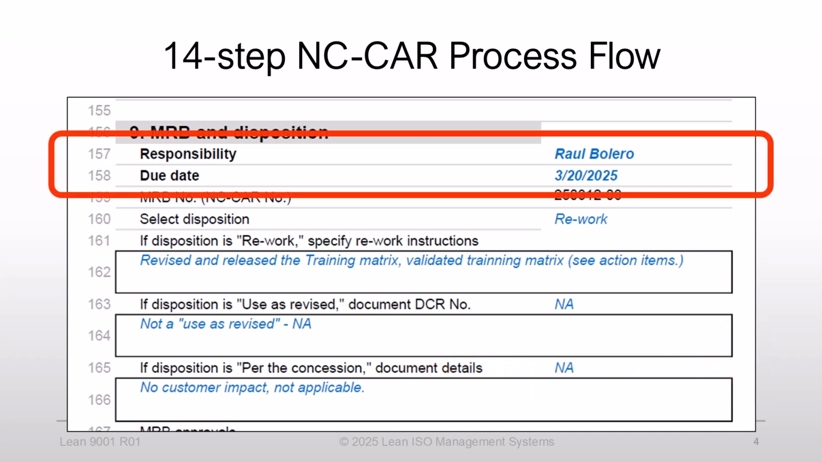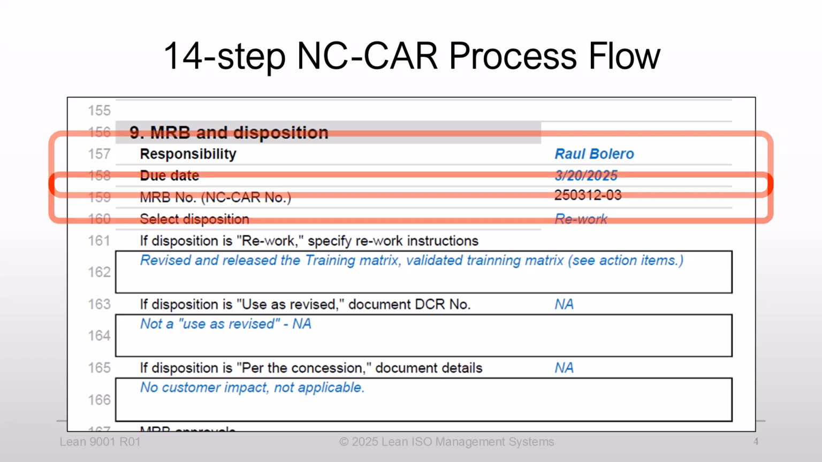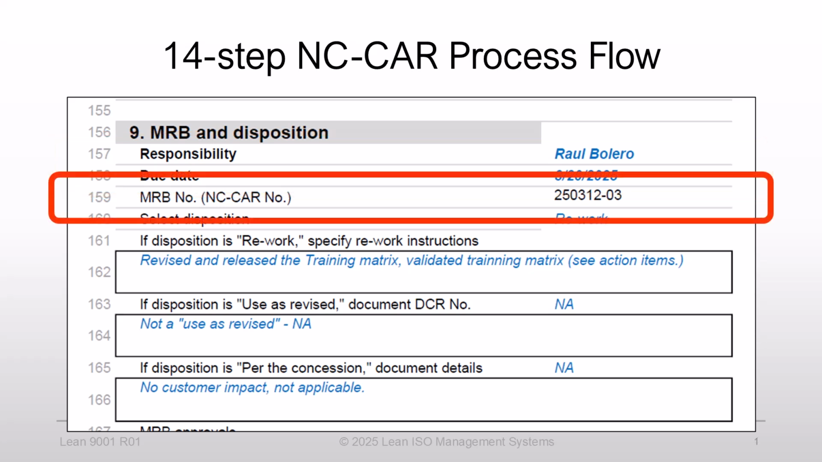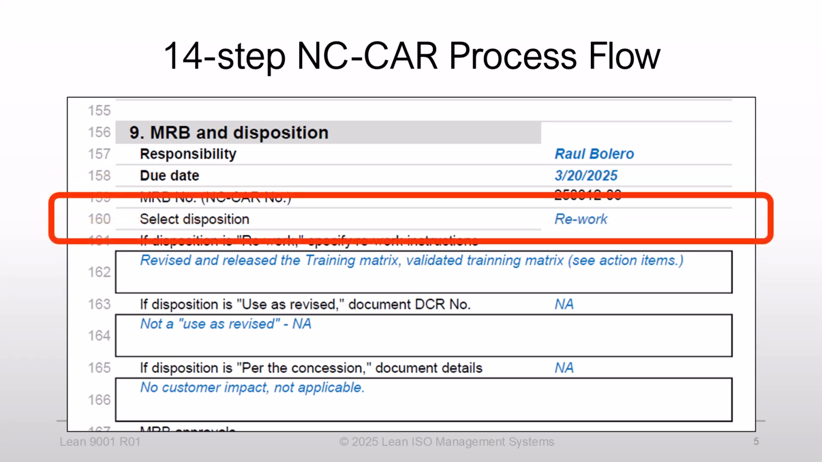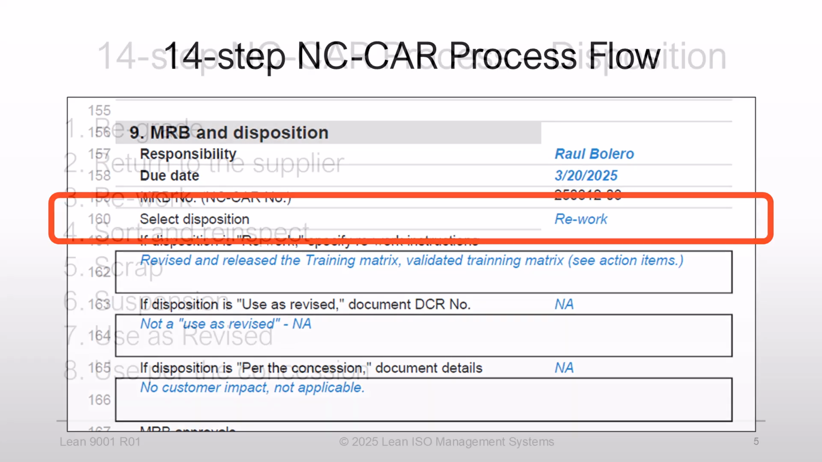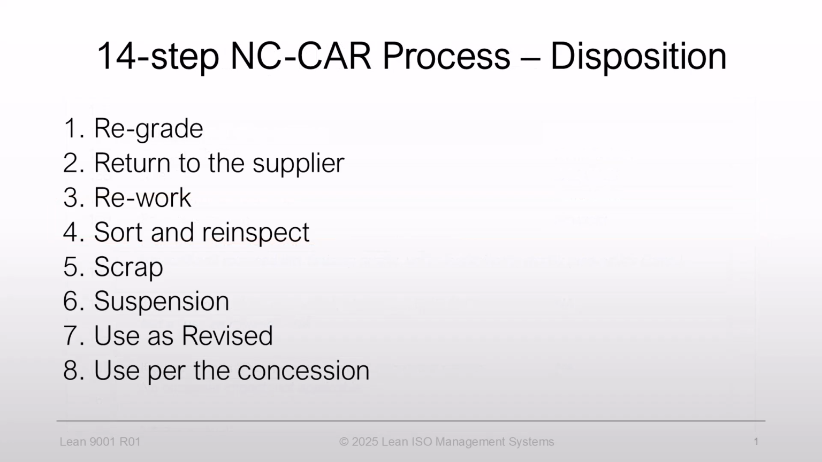As with any step in our process, we start by assigning responsibility and a due date. The following field is the MRB number, which in our process is simply the same as the NCCAR number. The disposition follows. As in many other steps, we use a standard drop-down disposition list. It includes regrade, return to supplier, rework, sort and reinspect, scrap, suspension, use as revised, and use per the concession.